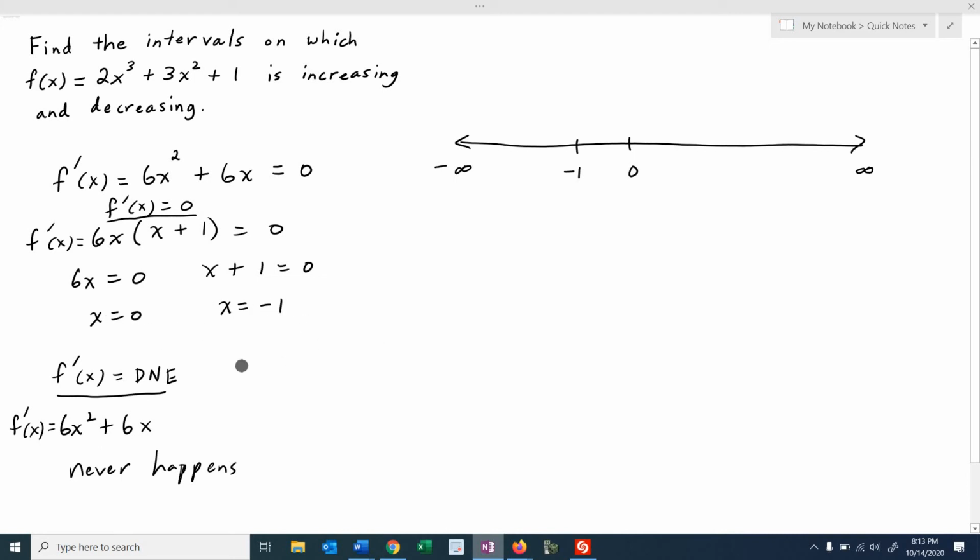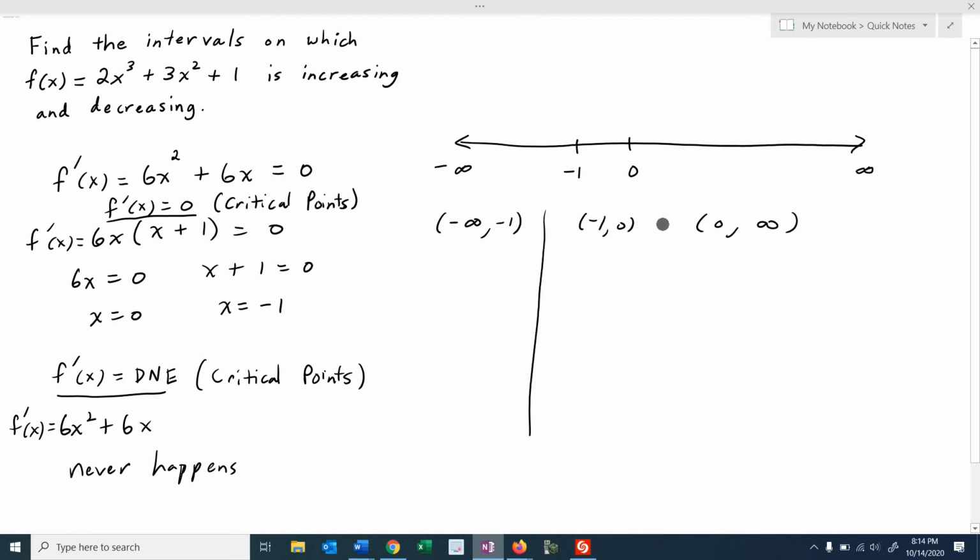Now, by the way, these are called critical points. Critical points are the points where the derivative is either 0 or doesn't exist. So we're basically just finding the critical points. After you find the critical points, you plot them on this number line and look at these different intervals. You've got 3 different intervals that you have to look at, and we're going to make a sign chart for each of these intervals.